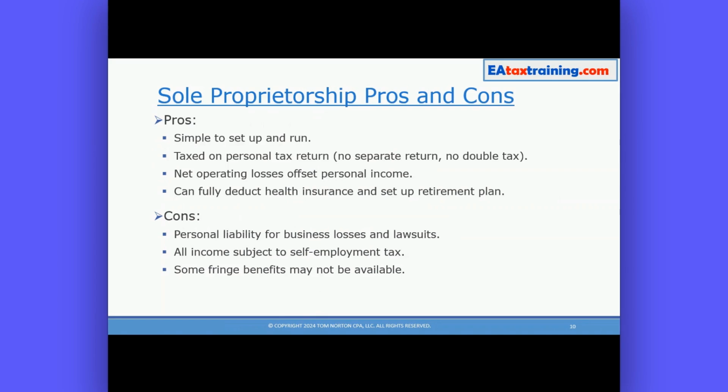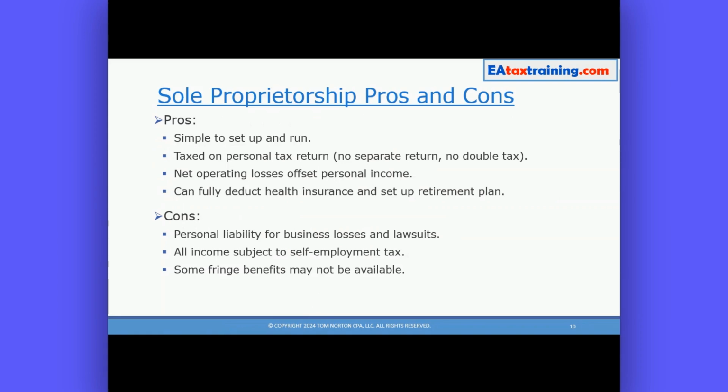So maybe you have a job with a W-2, a salary, and on the side you have this business. If you lose money in the business, then you can deduct that basically from your salary, and now you have less income to report, and therefore you pay less income tax. And if you have a sole proprietorship, you can fully deduct your health insurance, and you can set up a retirement plan.